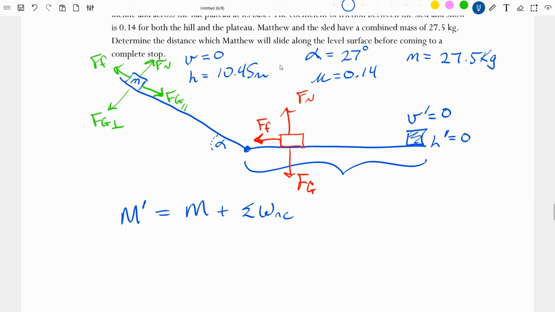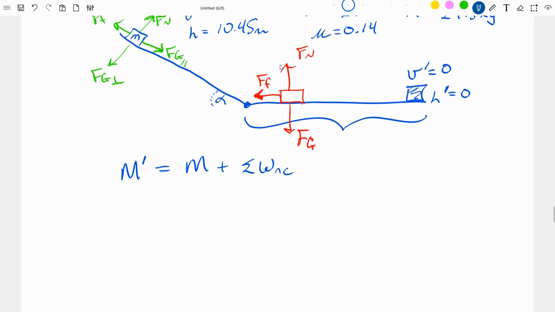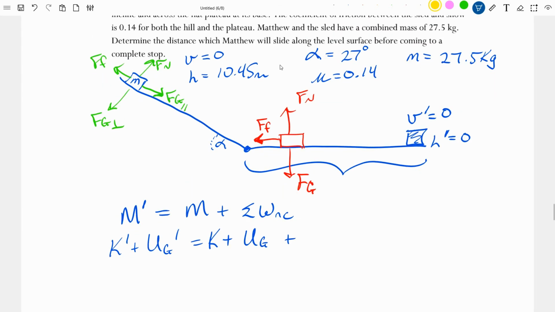Okay, so let's see what this standard approach does for us. K prime plus U gravity prime equal to K plus U gravity plus... Okay, let's think about this for a second. Did any non-conservative forces do work? Well, even though I've got it in components, that's the force of gravity, so ignore the force of gravity for this part of the equation, at least, for the net work non-conservative. That only leaves a normal force and also a force of friction.